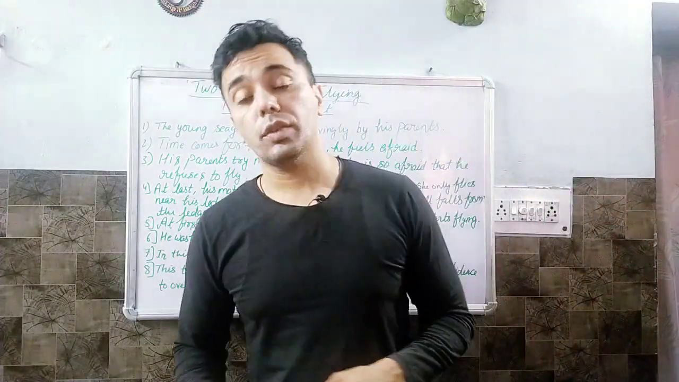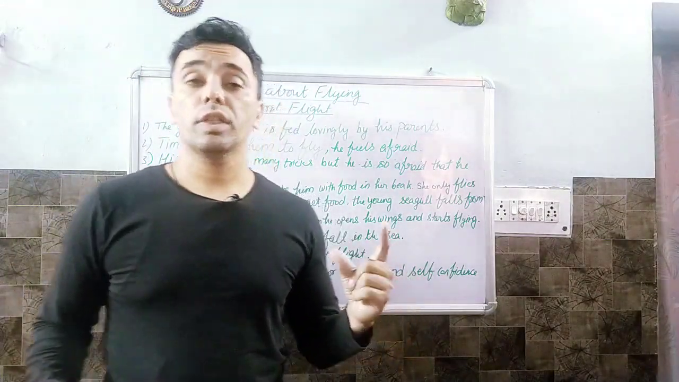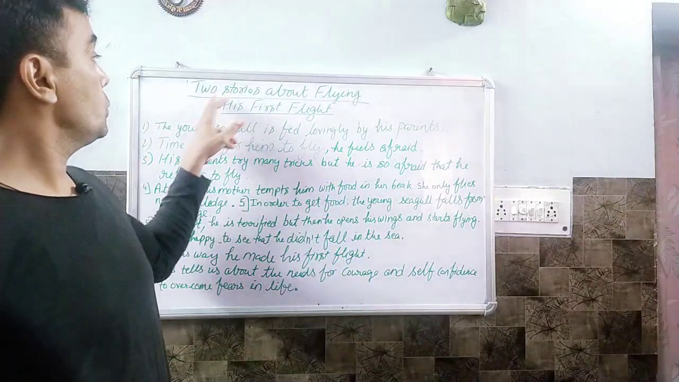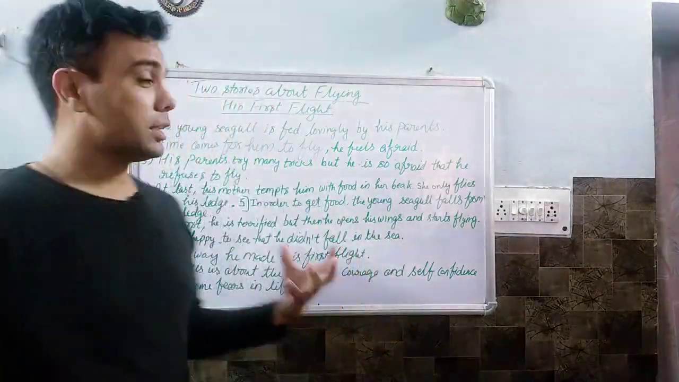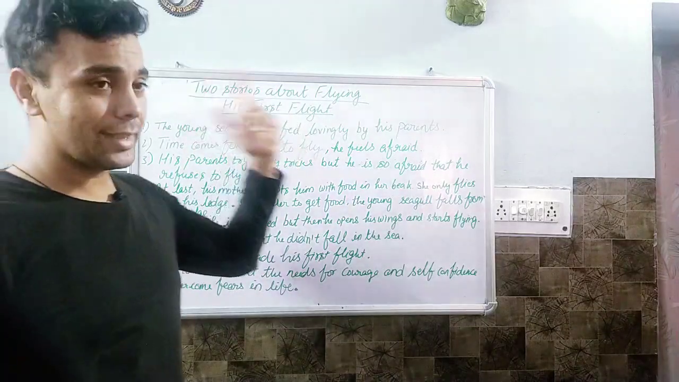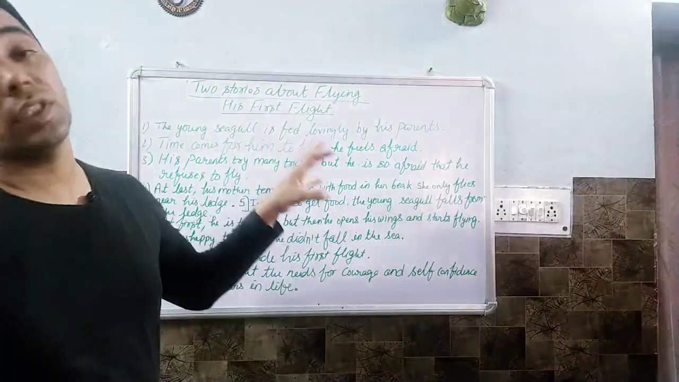Now in today's class we are going to start the third chapter of your English textbook, First Flight. The name of the chapter is Two Stories About Flying. There are two parts of this chapter. The first part is His First Flight and the second part is The Black Aeroplane. First we are going to do His First Flight.